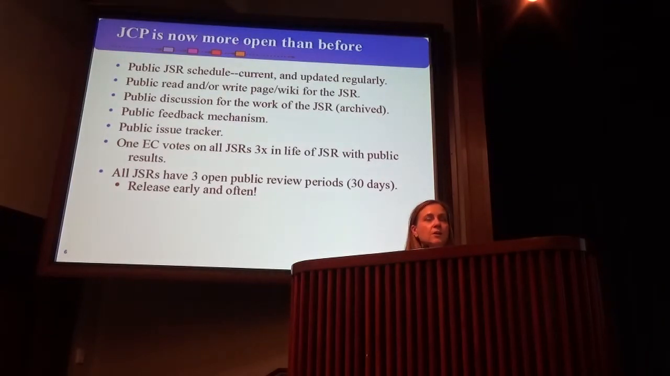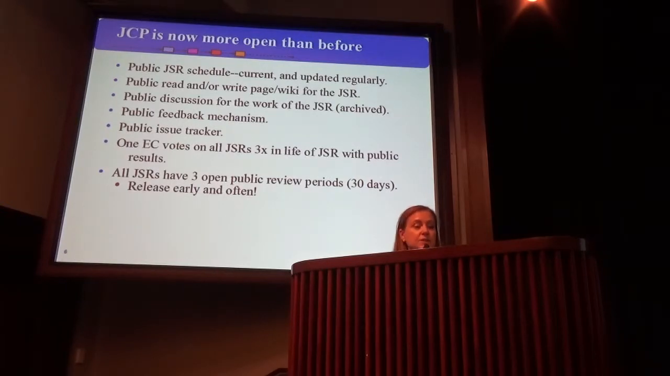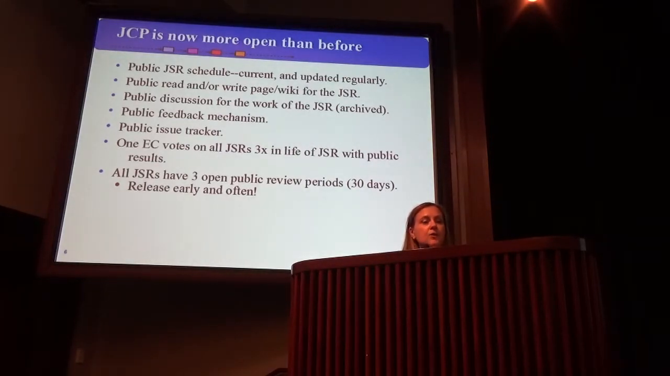And each JSR also has a public issue tracker. And all JSRs are voted on by the executive committee 3 times throughout the life cycle of the JSR. And again, 3 open public reviews. So even as a public observer, if you're not a member of the JCP, you have access to all of this information for every JSR.